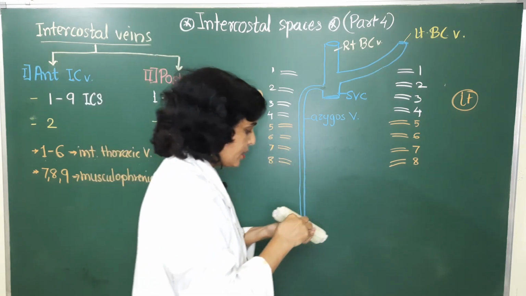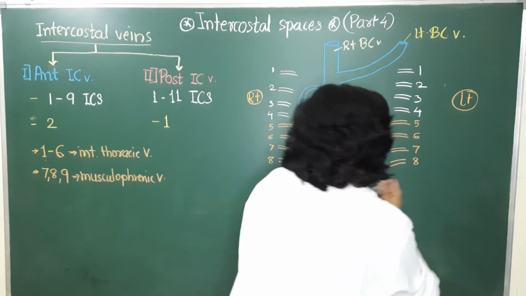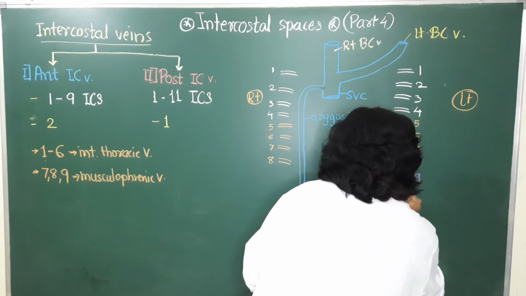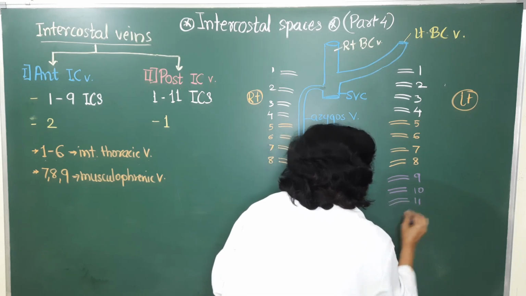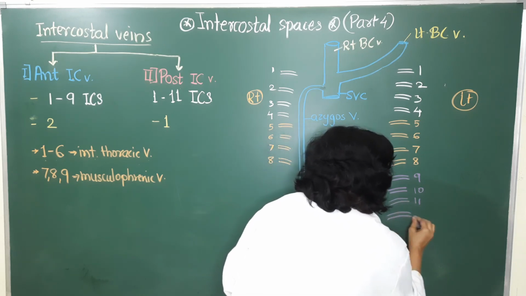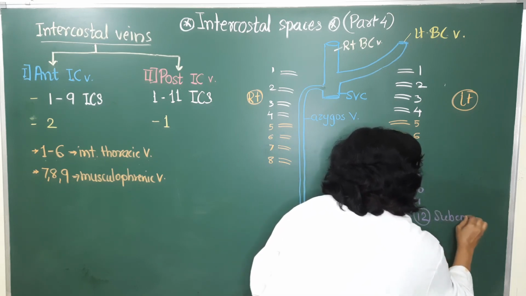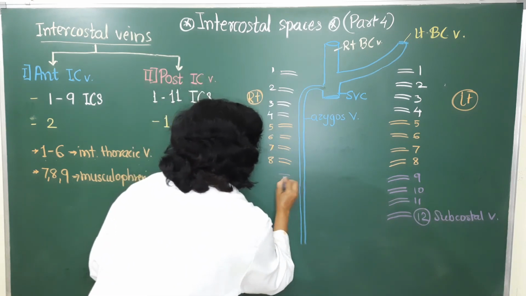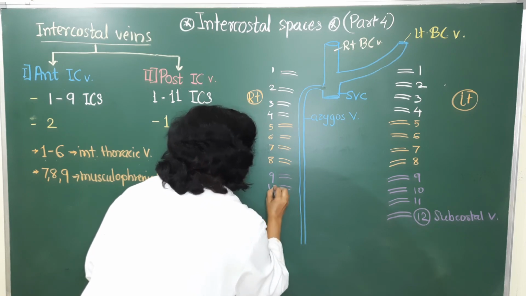Then one more set of 4 we require, and suppose here this is the 9th, here is the 10th, here you get the 11th, and actually this 12th is the subcostal vein. This is the subcostal vein. It is not the intercostal vein. Just for our convenience, I have divided them into the 4 groups.